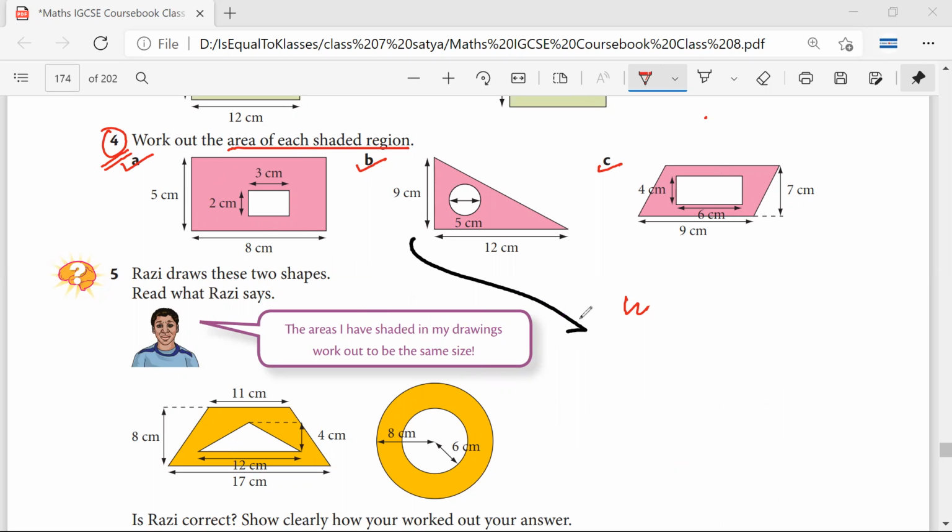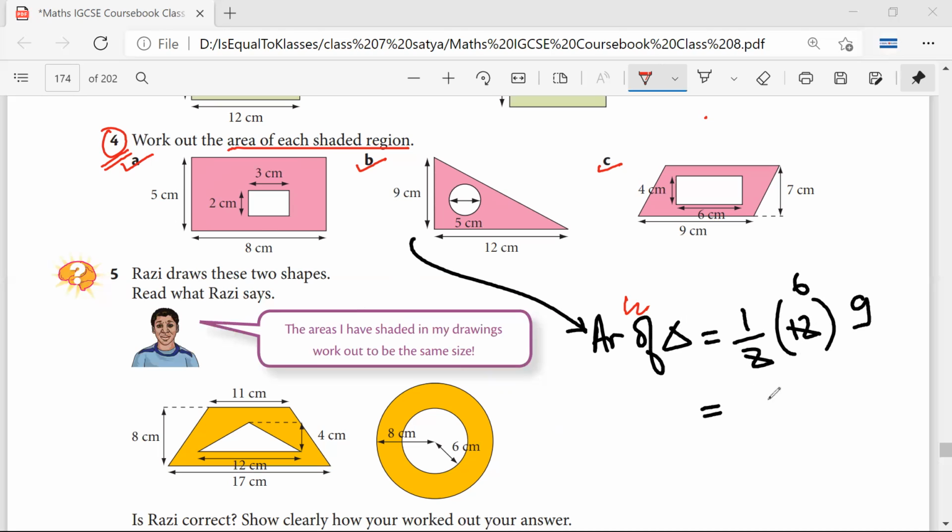Sarthak, how to do B part? So I didn't understand B part, I did the C part. Satya, have you done B part? No, sir, I also didn't understand B part. Satya, what do you think? How will we find the area? Yeah. 1 upon 2, bracket 12, bracket 9. What should I do next?